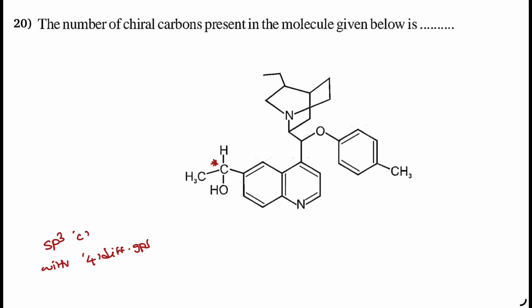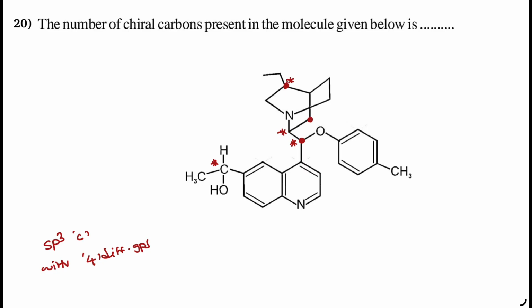Now, it is satisfying the definition of chiral carbon because it is sp3 hybridized. This group is different, this group is different, this is different, another one is hydrogen. And this is also a chiral center, 4 different groups it has. And here, if you see this particular one, this is also a chiral center because it has an ethyl group, hydrogen. Here we have CH2, immediately nitrogen, but this side we have some carbon chain. Therefore this is also a chiral center.